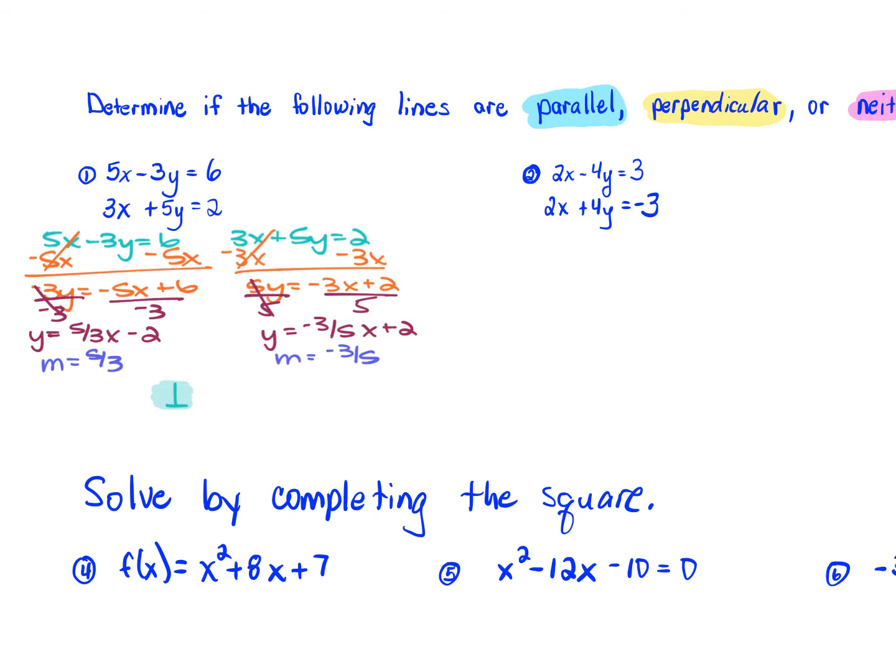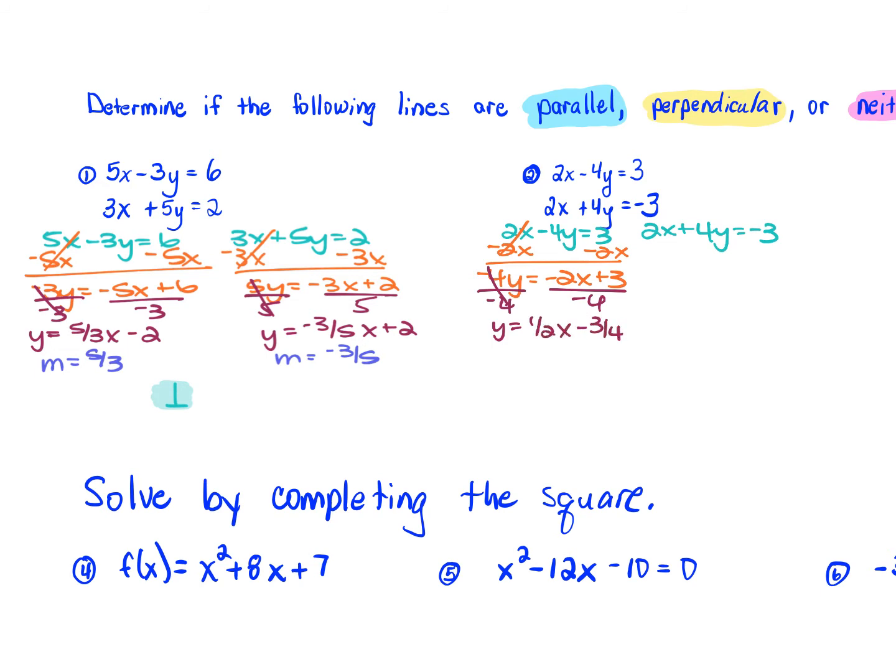So we're going to do the first one, 2x minus 4y is equal to 3. And we're going to solve that for y. So we're going to subtract the 2x from each side. That gives us negative 4y is equal to negative 2x plus 3. And then we divide each side by the negative 4. So we have y is equal to 1/2 x minus 3/4. So your slope for this one is just 1/2.